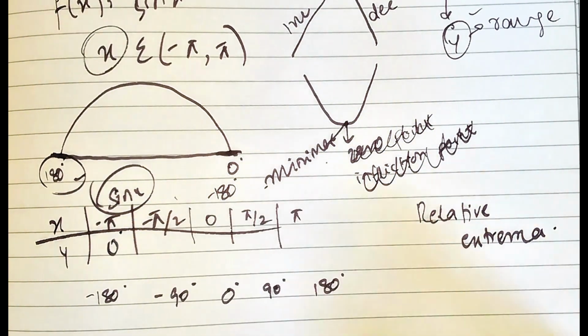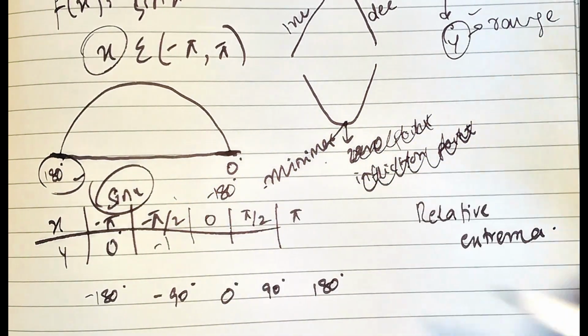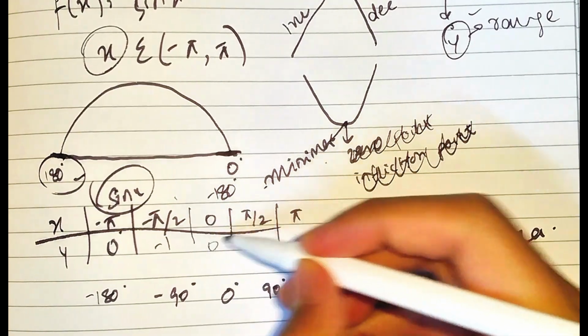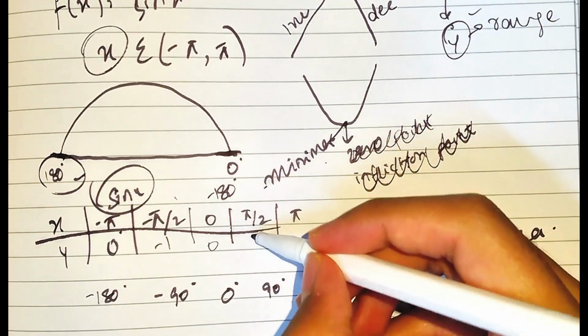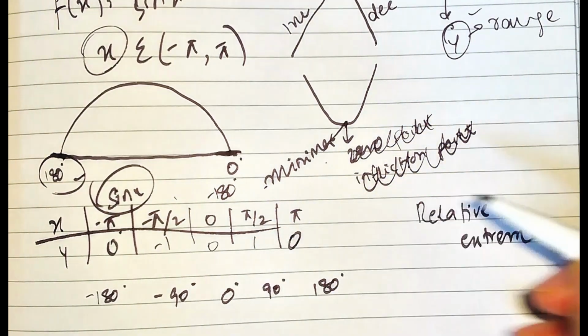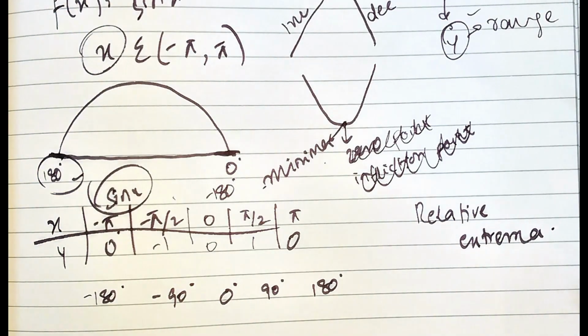What is the value of sine at 90 degrees? It is 1. For the negative, we will have negative 1. But the value of sine at 0 is 0. The value of sine at pi by 2 is 1, and the value of sine at pi is of course 0. So now we can actually draw our graph.